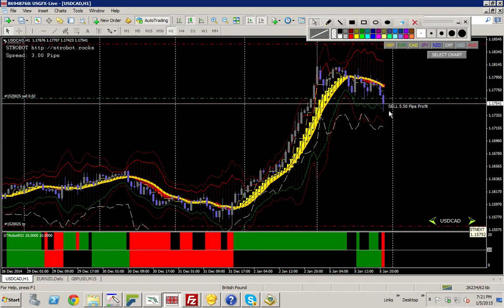Get another sell, 5 pips profit. So again, these are quite new trades, in fact. So you know this one is so new you can't even see a white line because it's only just gone on.